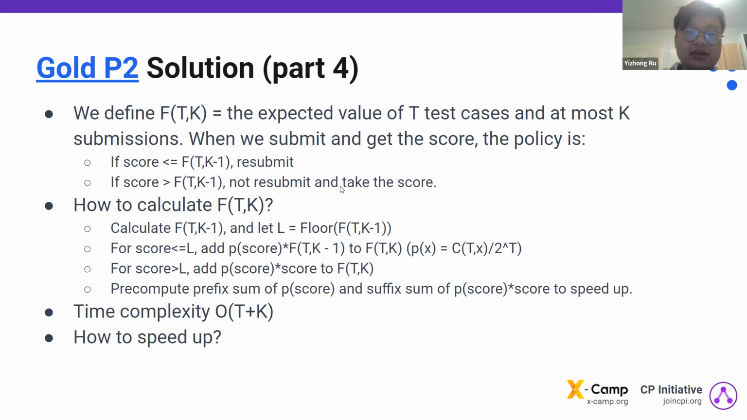So then we have the policy. First, we define F(T, K) to be the expected value for T test cases and at most K submissions. When we submit and get the score, the policy is that if the score is smaller than or equal to F(T, K-1), we resubmit. Otherwise, we do not resubmit and take the score. Okay, does that make sense?